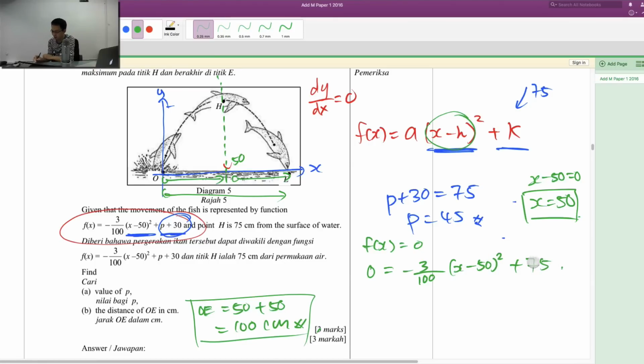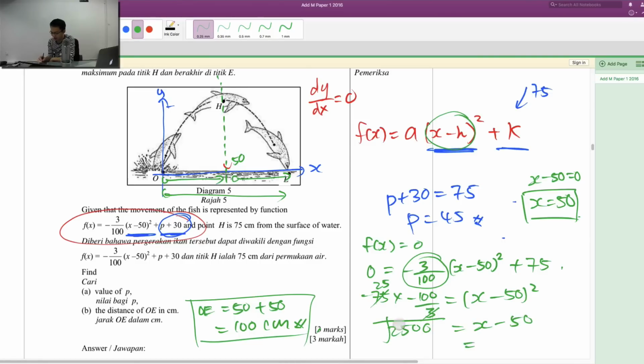So the first thing I do is move the 75 to the other side, minus 75. And then I move this one to the other side, multiply by negative 100 over 3, equals (x minus 50) squared. Then of course we will solve this one. I guess this one can divide by 3. I get 25, and then this one will be 2500. And then I move the square to the other side, becomes square root. This is x minus 50, so this is the square root of 2500. You will get positive negative 50. x minus 50 equals that.